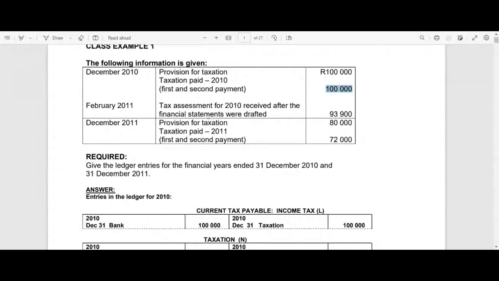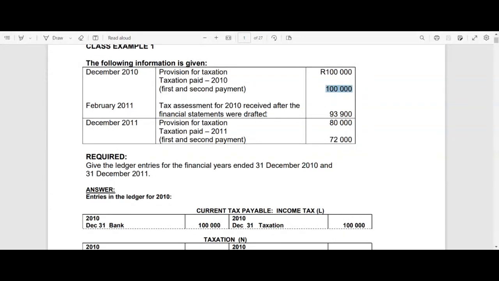We are at the end of the year, so we've drawn up our financial statements. We've submitted the financial statements to the Revenue Service together with our tax return. Now, in February 2011, so remember, we've closed off our 2010 books of accounts already, because we are now already in February 2011. There we receive back from the Revenue Service our tax assessment. So here they say the tax assessment for that year, for 2010, was received after the financial statements were not only drafted, but submitted to them, obviously, as well.